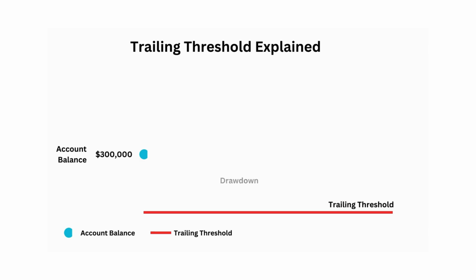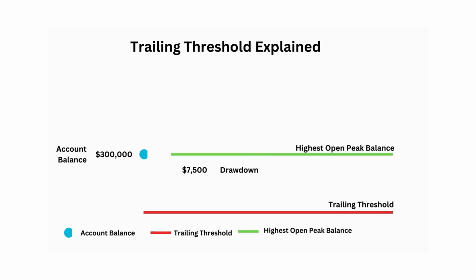Then comes the drawdown, often used interchangeably with the trailing threshold, but not quite the same. It's the gap between your account balance and the trailing threshold. Your account starts with a full $7,500 drawdown. TraderVate labels it as distance to liquidation only, while Rhythmic doesn't have a specific column for the drawdown. Lastly, there's the highest open peak account balance. In Rhythmic, it's called auto liquidate peak balance, and in TraderVate, it's called max net liquidation. This is the highest value your account has reached.